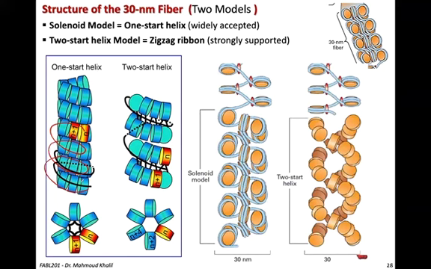The spiral is one start, so every round is like one step. But here you can see the spiral has skipped two turns. That's why it's called the two-start helix model. This is the only difference between the one-start helix proposed model and the two-start helix proposed model, or the solenoid model and the zigzag model. Both of them are theoretical proposals of the 3D structure of the 30 nanometer fiber.